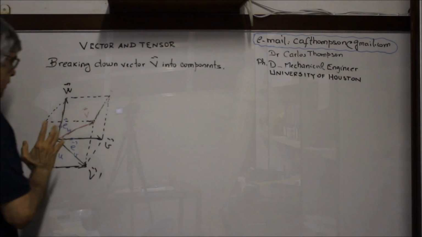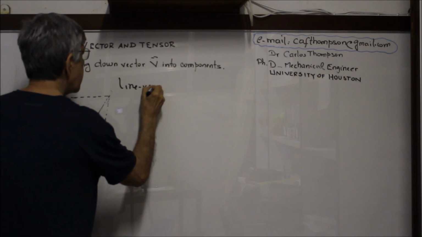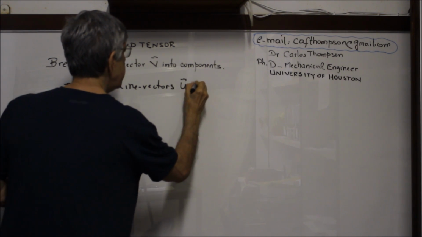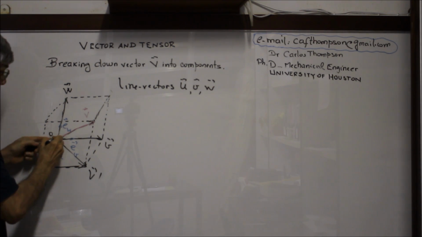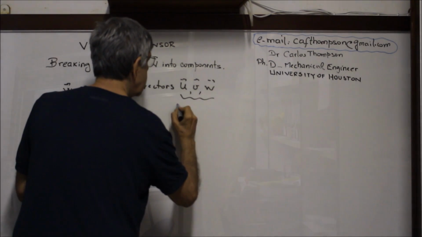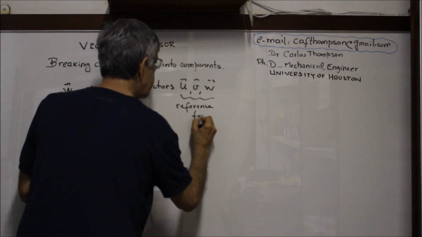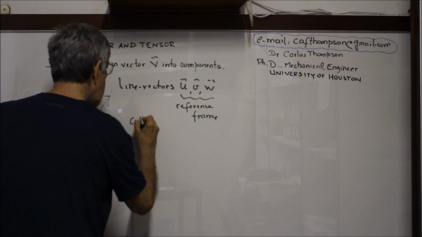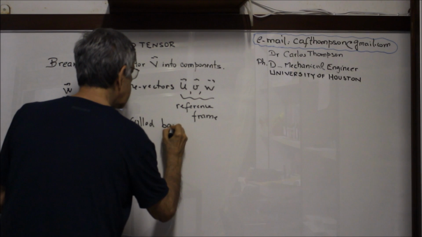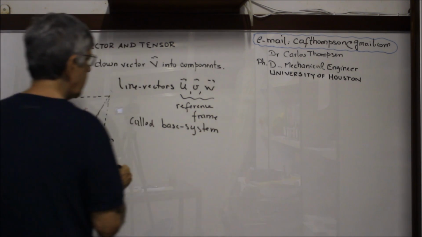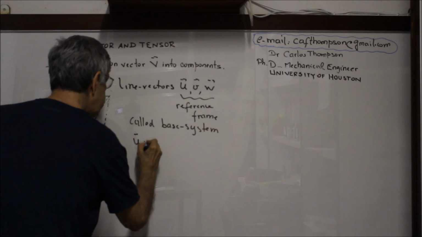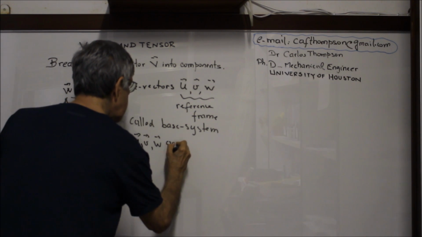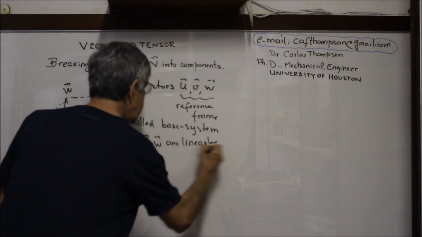Breaking down vector v into components. The line vectors u, v, and w, when drawn from a common origin, determine a reference frame. This reference frame is called a base system. Now, u, v, and w are linearly independent.